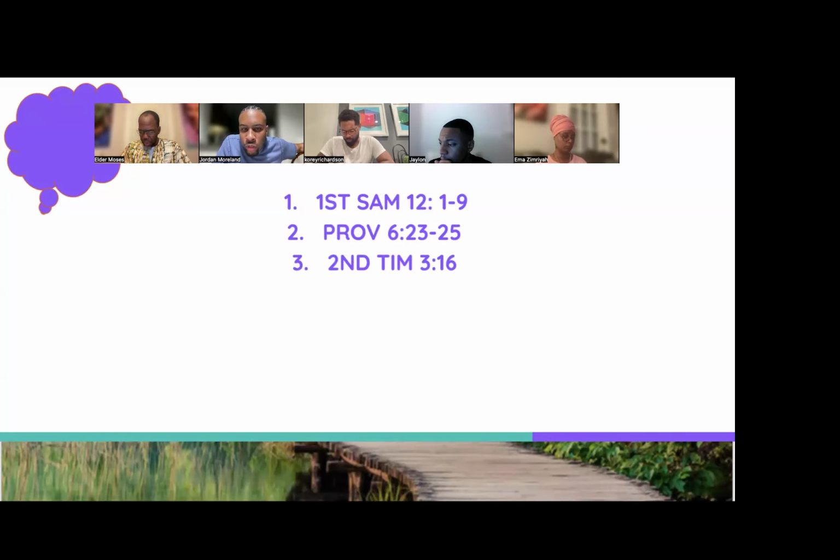Skip on, because I got to go to one other kind of precept and we're going to try to get out of here. Okay, verse 24: To keep you from the evil woman, from the flattering tongue of a seductress. And in verse 25: Do not lust after her beauty in your heart, nor let her allure you with her eyelids.